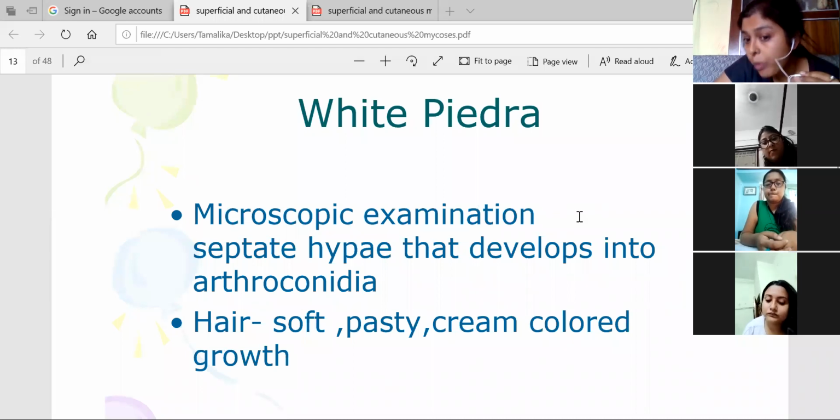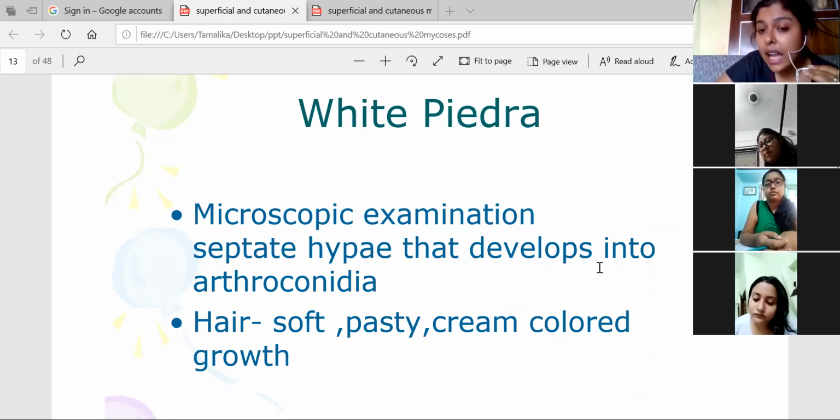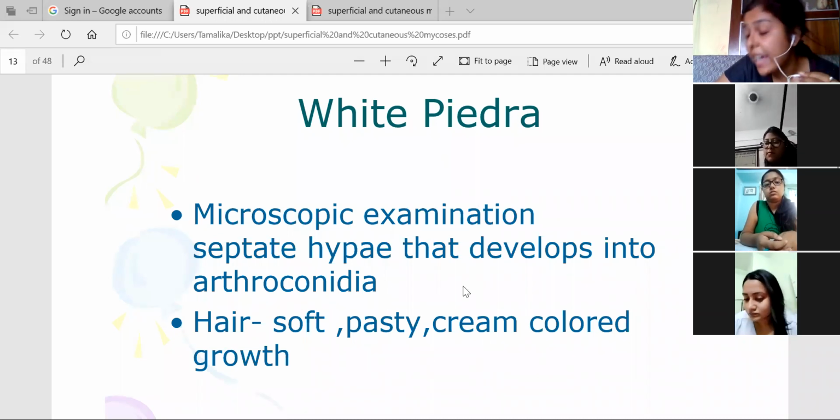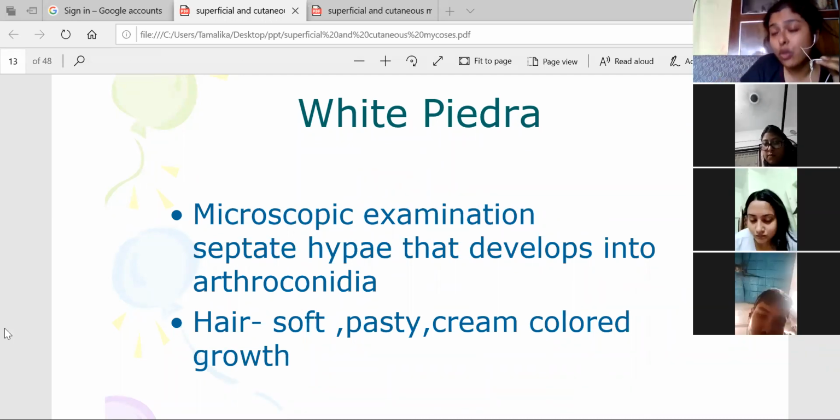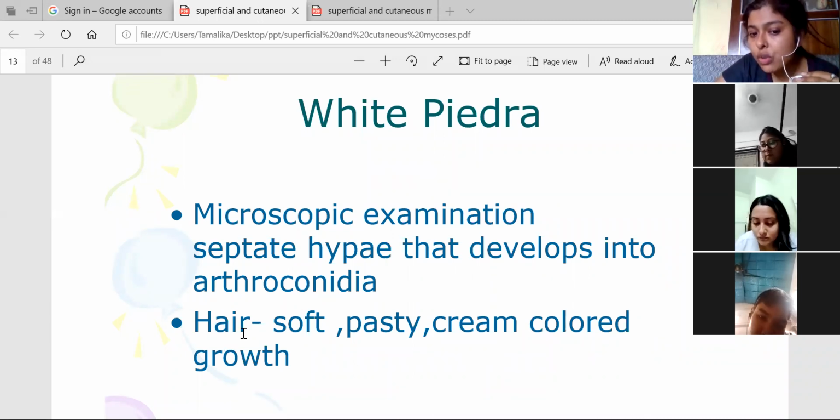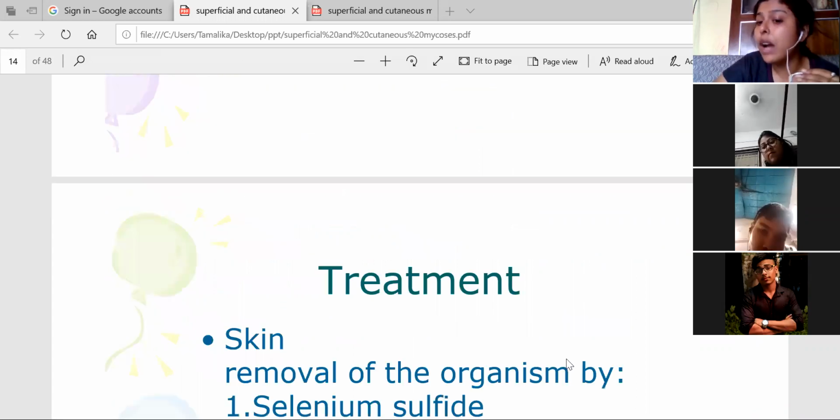On microscopic examination, you see septate hyphae that develop into arthroconidia. So it is again a conidium. If you see Penicillium, Penicillium forms conidia in which the asexual spores are stored. In the hair, you get a soft, pasty, creamy-colored growth, and that is your white piedra. Since it is pasty, creamy and white in color, it is called white piedra.